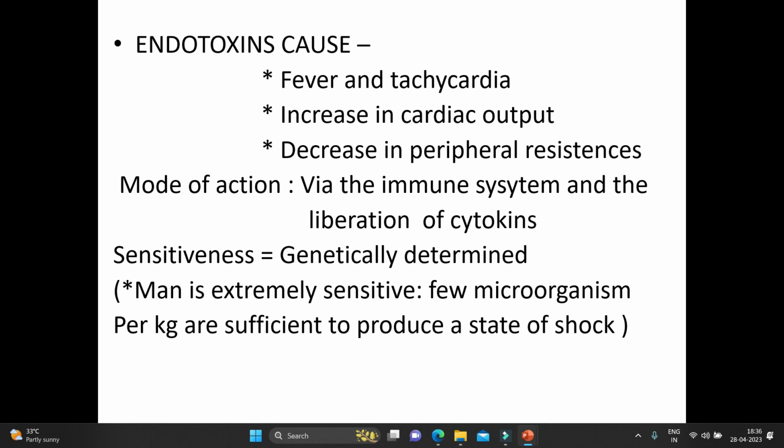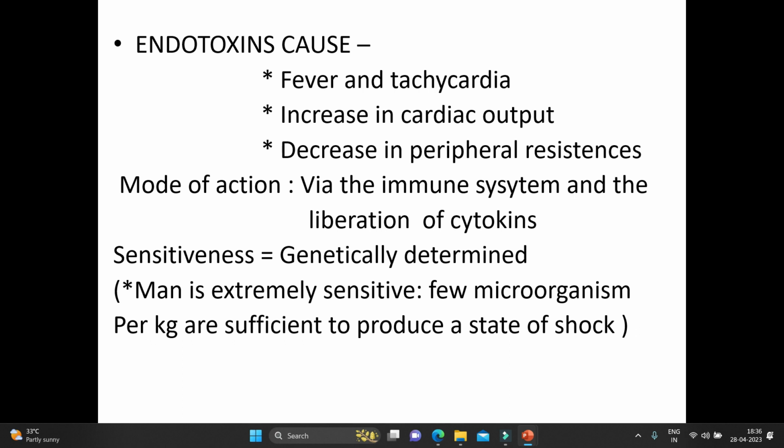For humans and animals, endotoxin is a type of pyrogen which induces different biological reactions. If endotoxin is present, it causes fever, tachycardia, increased cardiac output, and decreased peripheral resistance. As for the mode of action, endotoxins act via the immune system, leading to the liberation of cytokines.